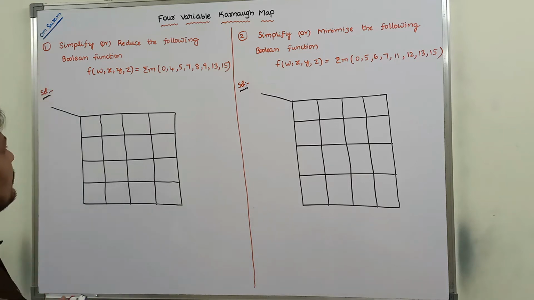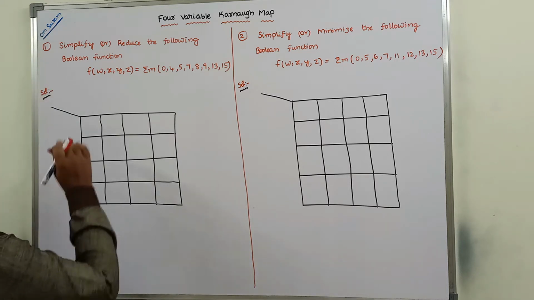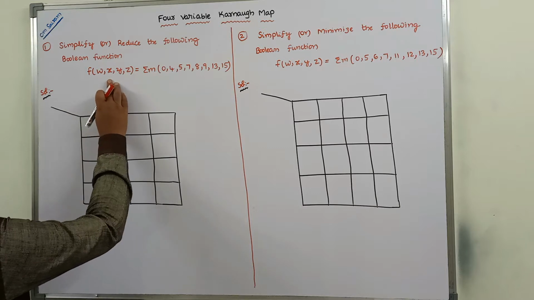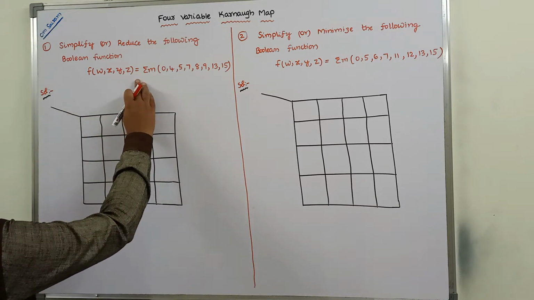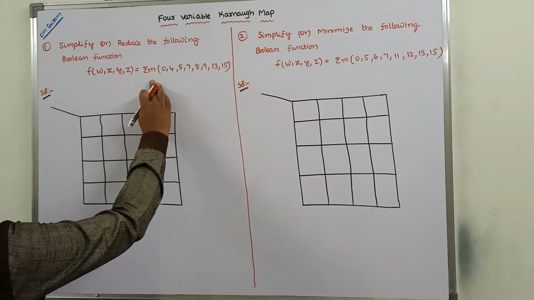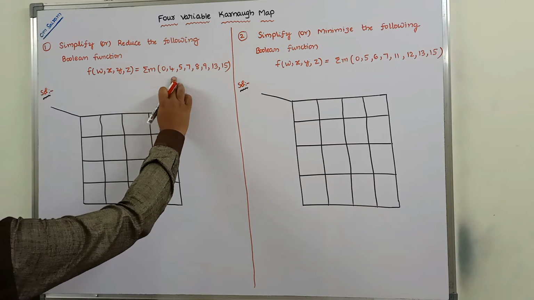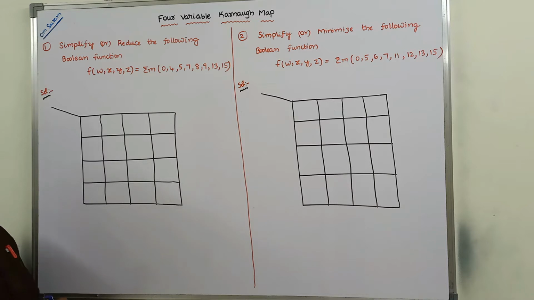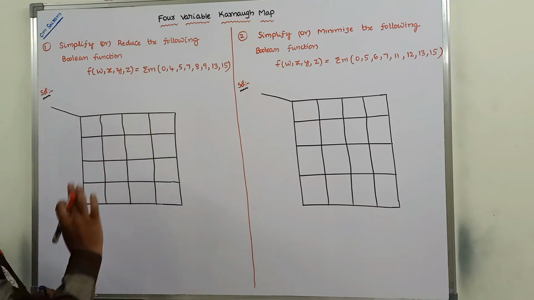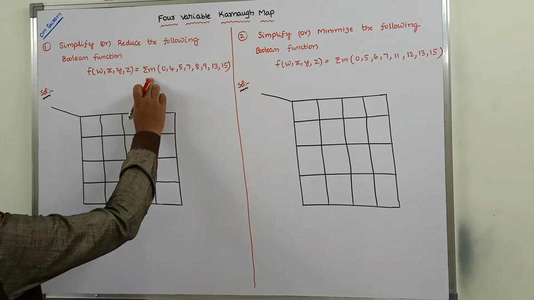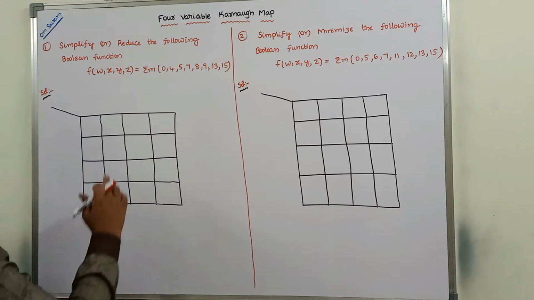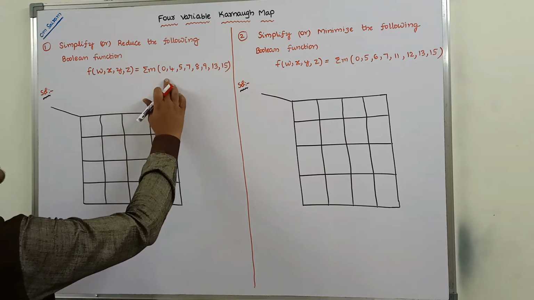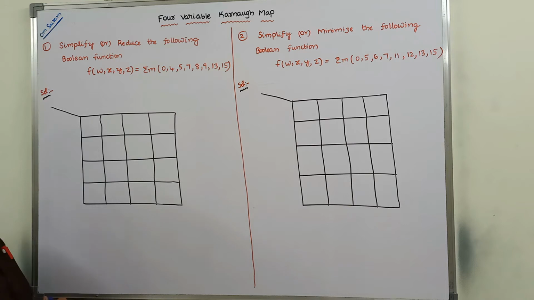So here f of w, x, y, z is equal to sigma m of 0, 4, 5, 7, 8, 9, 13 and 15. Sigma means sum of, small m means minterms. So it is the sum of minterms 0, 4, 5, 7, 8, 9, 13 and 15.